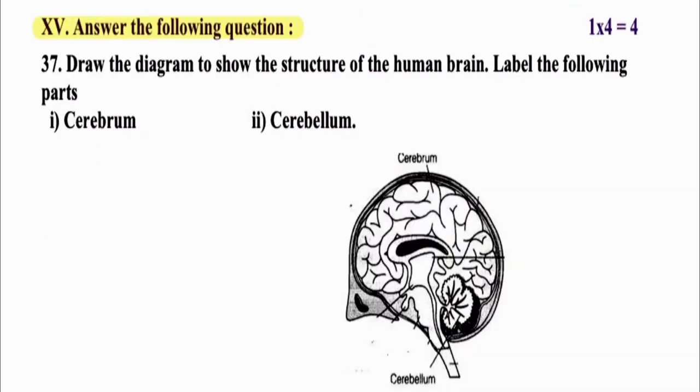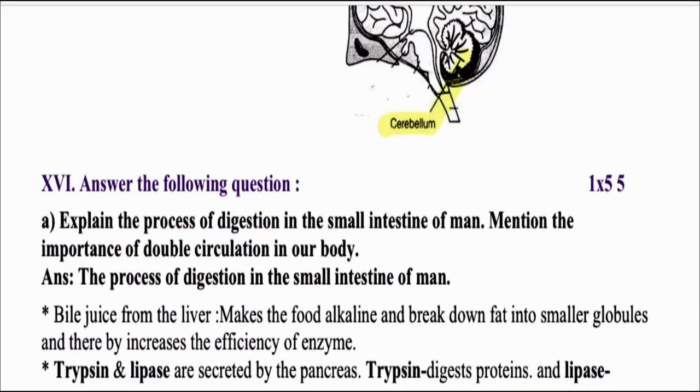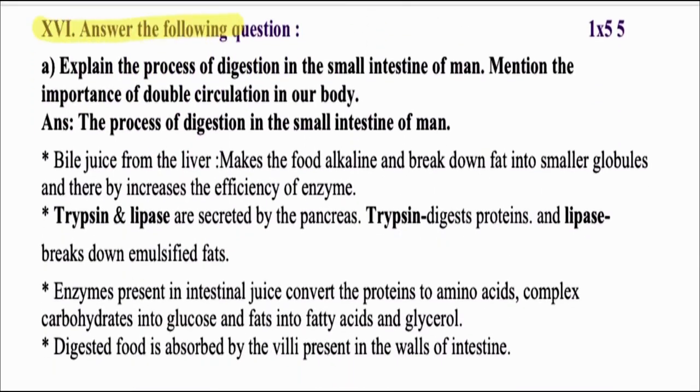Answer the following questions. Draw the diagram to show the structure of the human brain. Label the following parts. First part is cerebrum and second part is cerebellum. Here is the diagram. Cerebrum and cerebellum are marked. Next, 16th main. Answer the following question.